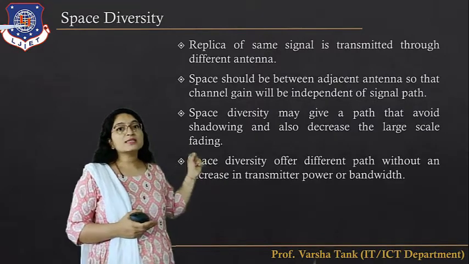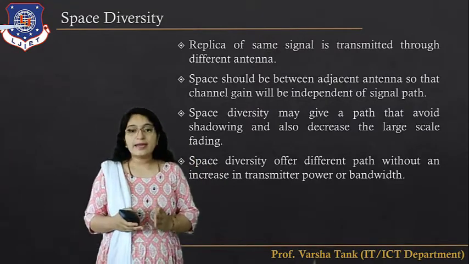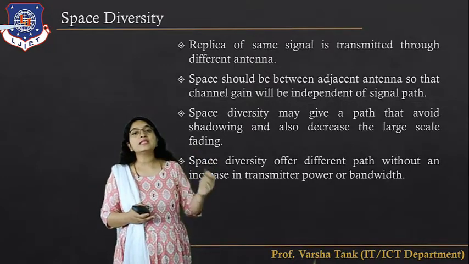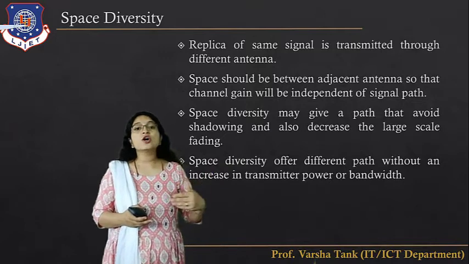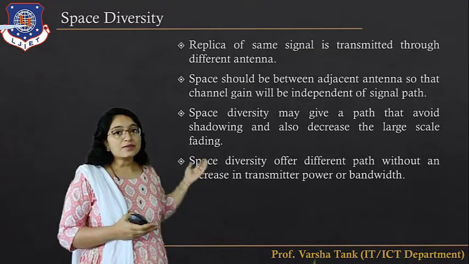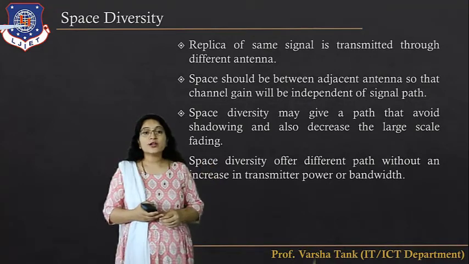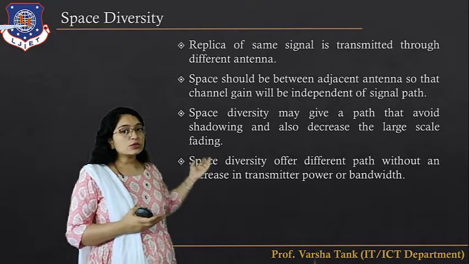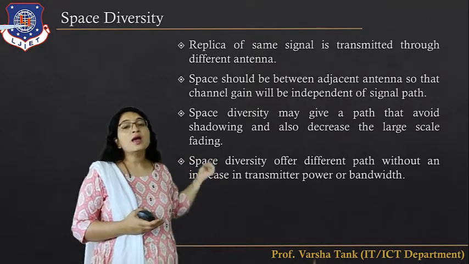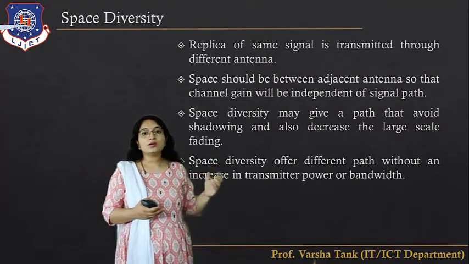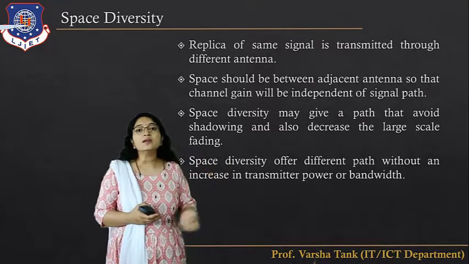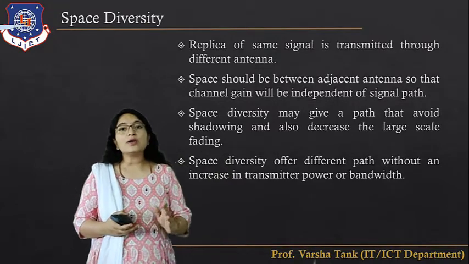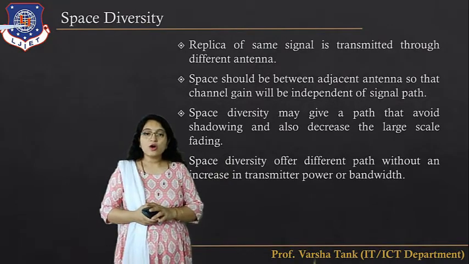So here space is required between two adjacent antennas, so that the channel gain is independent of the signal path. That way the signals do not interfere. Space diversity may give a path that avoids shadowing and also decreases the large scale fading. Space diversity offers different paths without an increase in the transmitter power or the bandwidth.